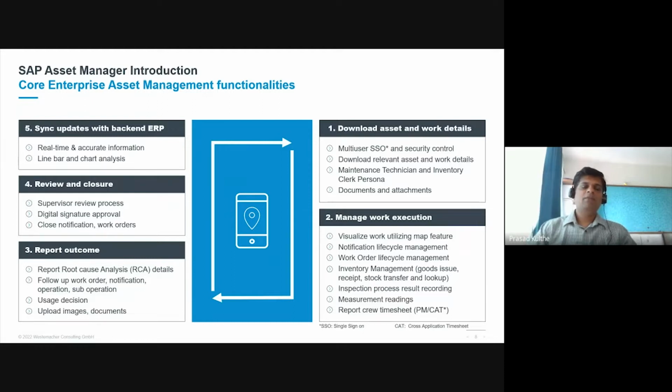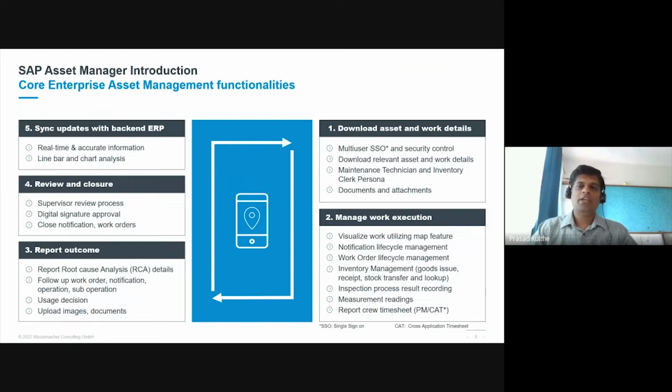So it basically comes with core as well as extension features. Core means the features which are very common to any asset-owning industry on a day-to-day basis, which start with downloading information for your site workers. Your site workers, such as a maintenance technician, maintenance supervisor, or inventory clerk, can log into the mobile device using single sign-on, or it can be a tablet as well.